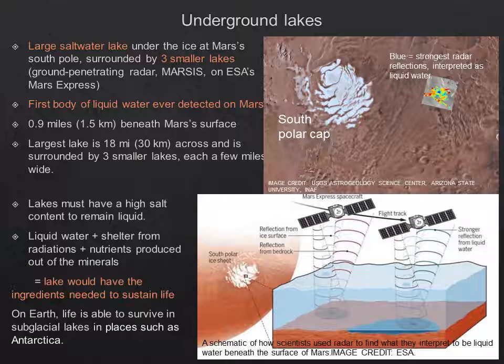On this image, the small blue dots represent the strongest radar reflections, which have been interpreted as liquid water. The way the MARSIS radar works is by recording the radar signal that is reflected by the various subsurface materials. Different materials reflect the signal in different ways, and the reflection from liquid water is stronger than the reflection from other materials such as rocks and ice. So by analyzing the various signals, we can discriminate between the different types of material and detect the presence of liquid water.